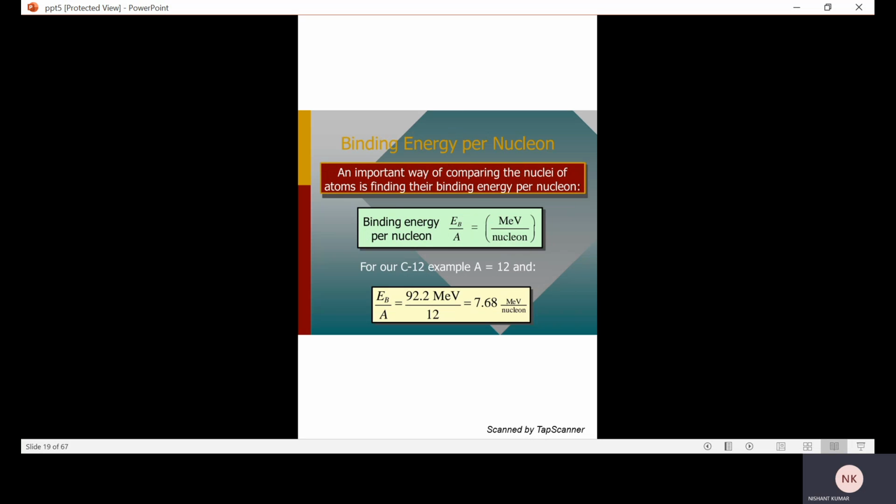The binding energy per nucleon. An important way of comparing the nuclei of atoms is to find their binding energy per nucleon. The binding energy per nucleon is equal to binding energy upon total nucleons.